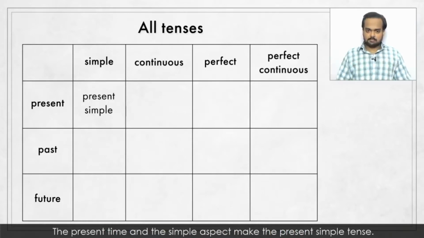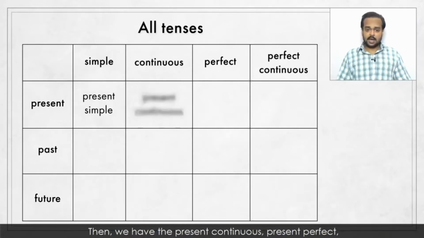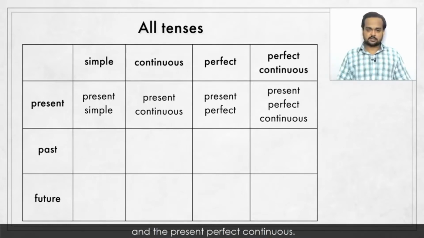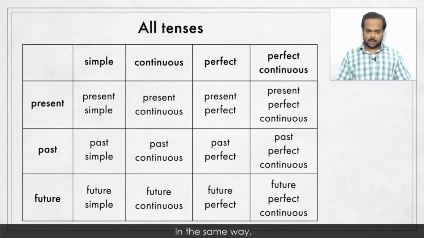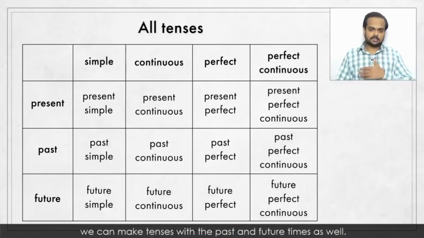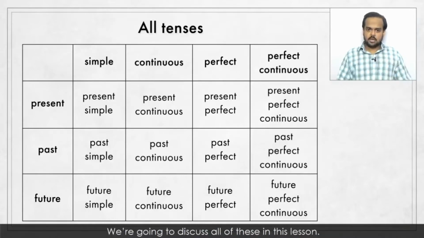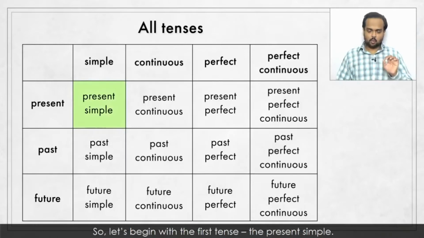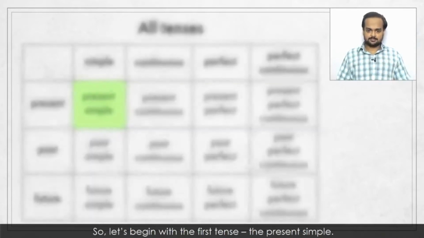The present time and the simple aspect make the present simple tense. Then we have the present continuous, present perfect, and the present perfect continuous. In the same way, we can make tenses with the past and future times as well. We're going to discuss all of these in this lesson. So let's begin with the first tense, the present simple.